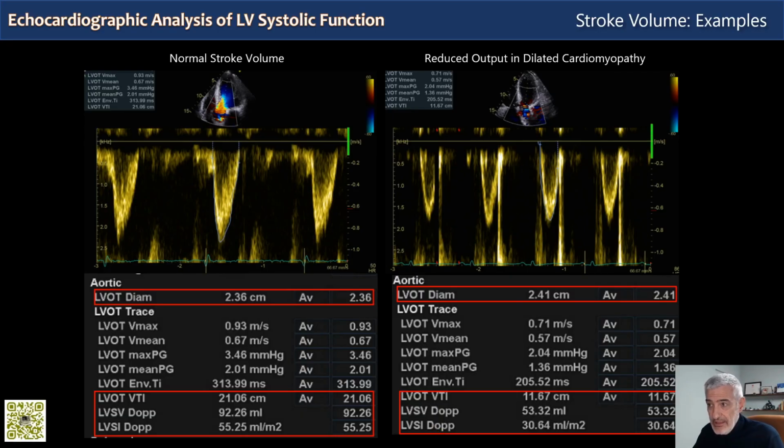You could also not measure the outflow tract area and just evaluate the velocity time integral. It is not the best method because it is not very precise, but generally speaking, if you have velocity time integrals higher than 15, they are normal, and less than 15, probably they are reduced. But again, it is better to have the exact measurement of stroke volume index. For example, in some cases, you really need to know if you are over or below 35, which is the cutoff, the lower value for normals.